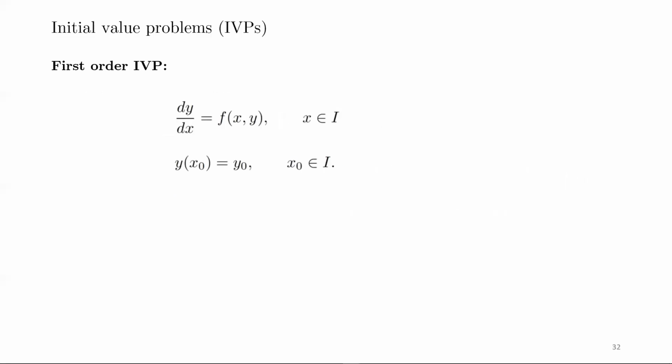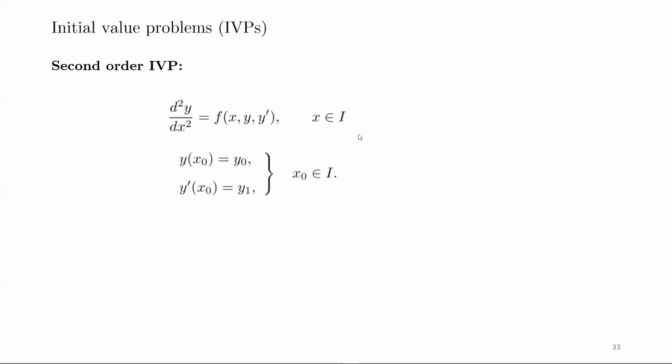So for example, a first order initial value problem consists of a first order ODE, so dy/dx, one derivative, is equal to some function of x and y. This first order IVP has this first order ODE and one initial condition. So first order, one initial condition. We take some point x naught in the interval of definition of our ODE and say we know that at this point the value of y is equal to y naught, some number. We'll look at an example shortly.